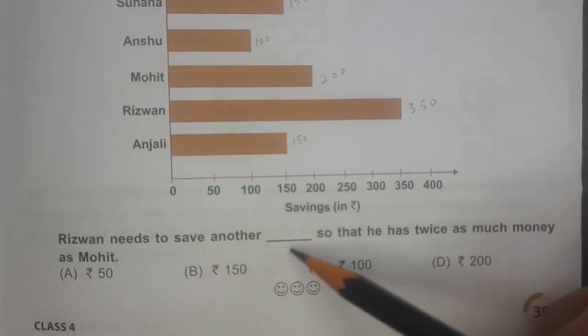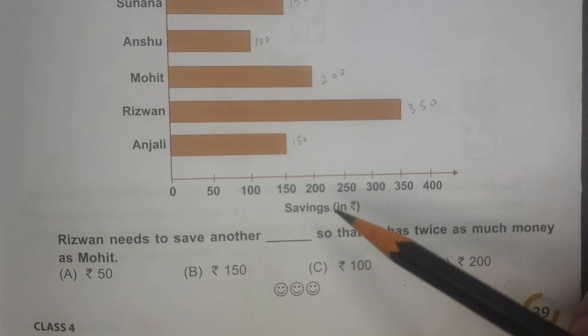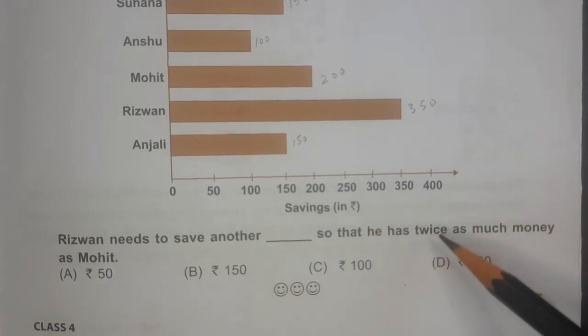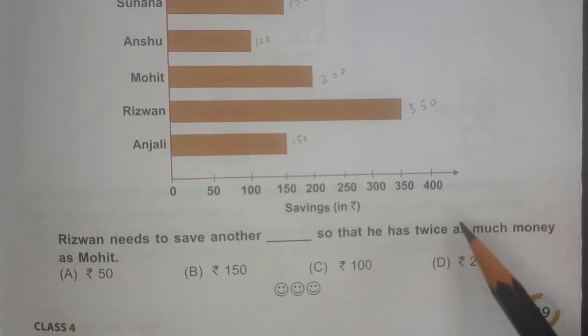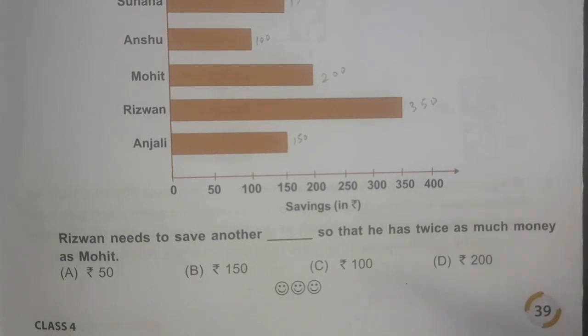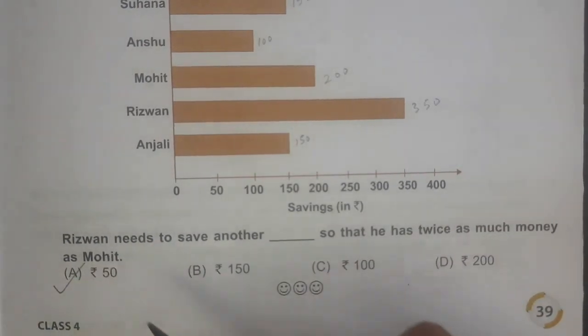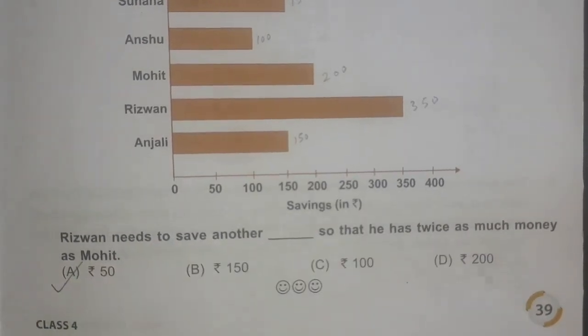अगर उसने और 50 रुपीज सेव किया तो उसका 400 रुपीज हो जाएगा, which is twice as much money as Mohit. So Mohit के पास जो 200 रुपीज है उसका twice is 400. ये दोनों equal हो जाएंगे. So the answer to this question is option A, 50 rupees.